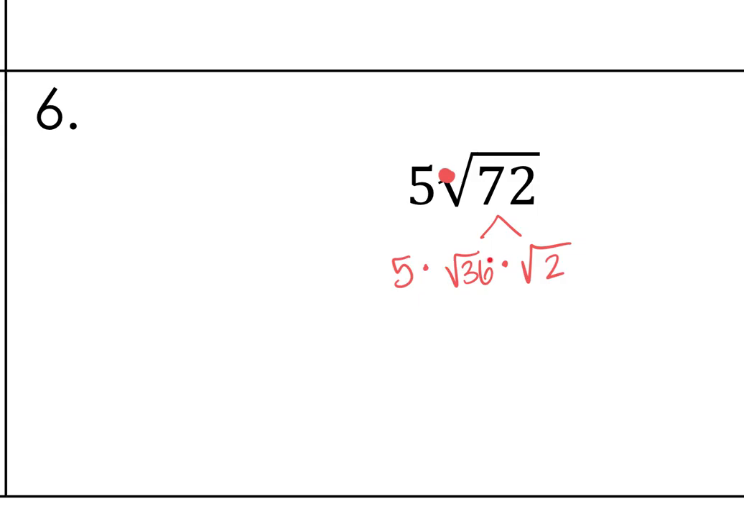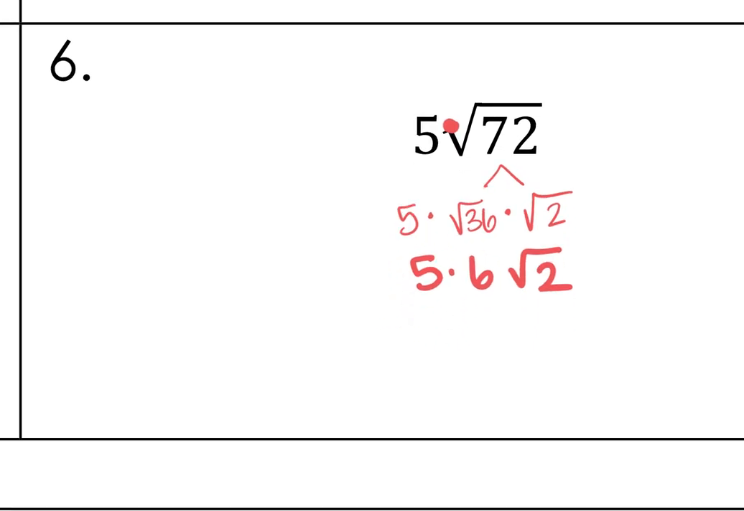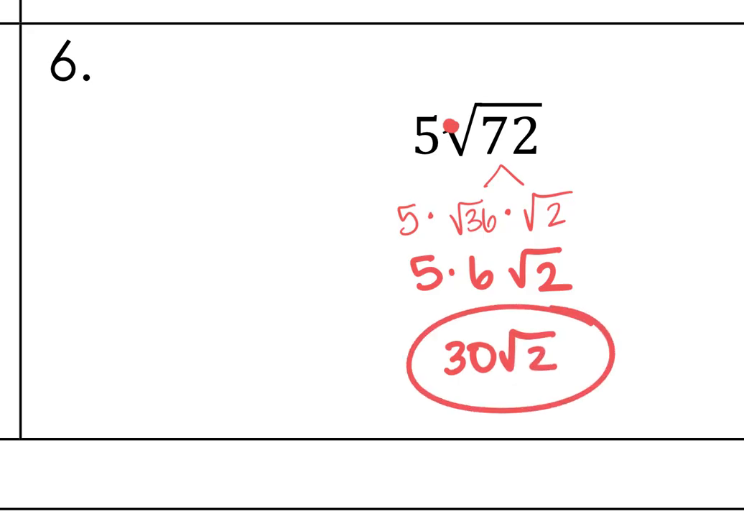Now that we have this perfect square, we can completely pull it out of the radical. So the square root of 36 is 6. So I'm left with 5 times 6 square roots of 2. Multiply these coefficients. 5 times 6 is 30. So I have 30 square roots of 2.